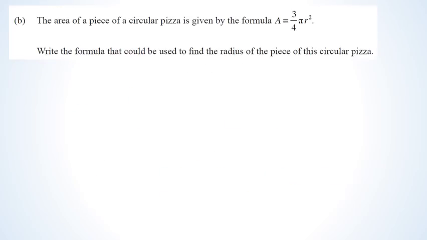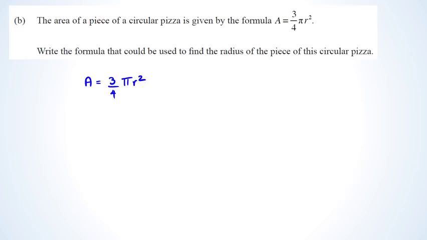Question 3b says we've got an area that's given by this particular formula, and we need to write a formula where we can find the radius. This is a classic rearrangement question. So we've got A equals 3/4 pi r squared. Guys, there are multiple ways of doing this question. I'm just going to do the one that I'm familiar with. You might learn a completely different way, and that's fine, as long as you get the right formula at the end.